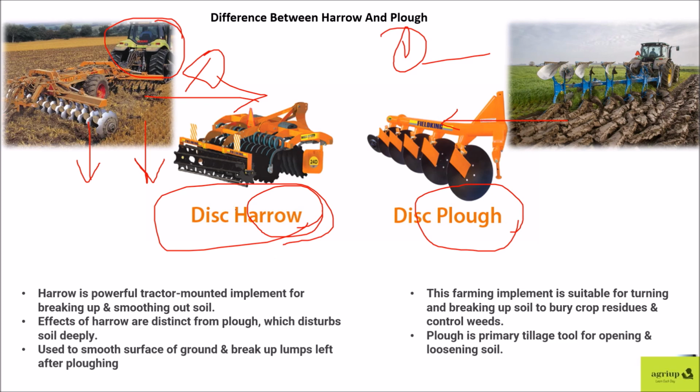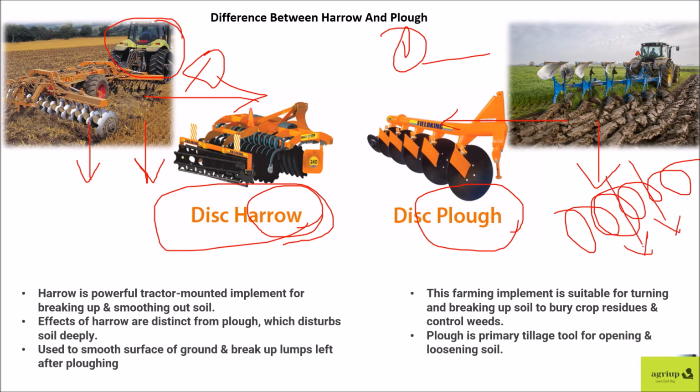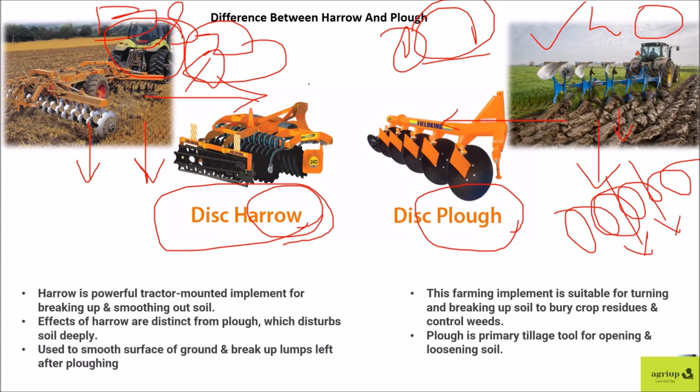Let's talk about now what plow does. Plow is the basic farming implement which is used for turning or churning and breaking up the soil to bury the crop residue and the weeds in them and hence control the weed population. So this goes a little deep. It is a primary tillage tool which is used for opening and loosening the soil. This happens to loosen the soil, to open the soil, and harrow is used to break the soil and then smoothen the soil. So first activity is plowing, second activity is harrowing. I hope this gives a flavor of both of them.